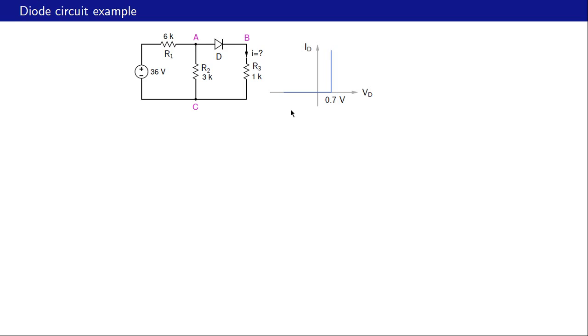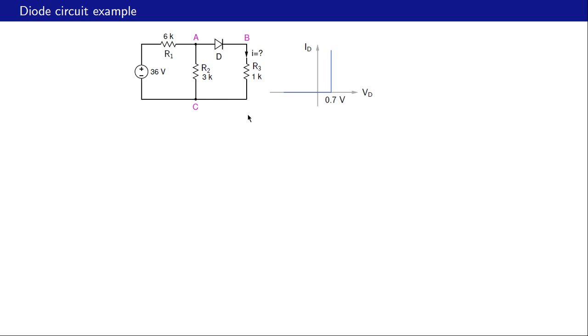Before we proceed with our solution procedure, let us try to understand what we mean by finding a solution for this problem. What we want to find is ID and VD, which will satisfy this I versus V relationship for the diode. That means the ID VD point that we find must lie somewhere on this IV curve, and apart from that, it must also satisfy the circuit equations for the circuit. That means the KCL equations, KVL equations and the branch equations for all of these components.